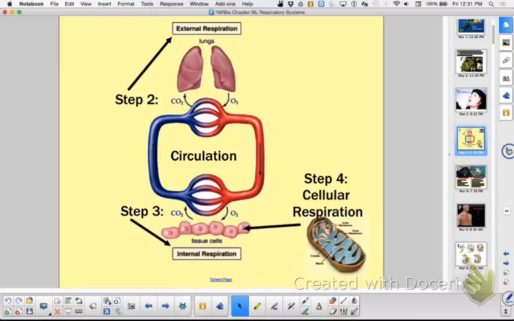Circulation is as it moves through the body, and then internal respiration. How is that different from external respiration? Externals with the environment. Say that again? Externals with the environment, and then the internal respiration is between your capillaries and your tissue fluid, right? That's where your exchange of gases is, and then cellular respiration in your cells.